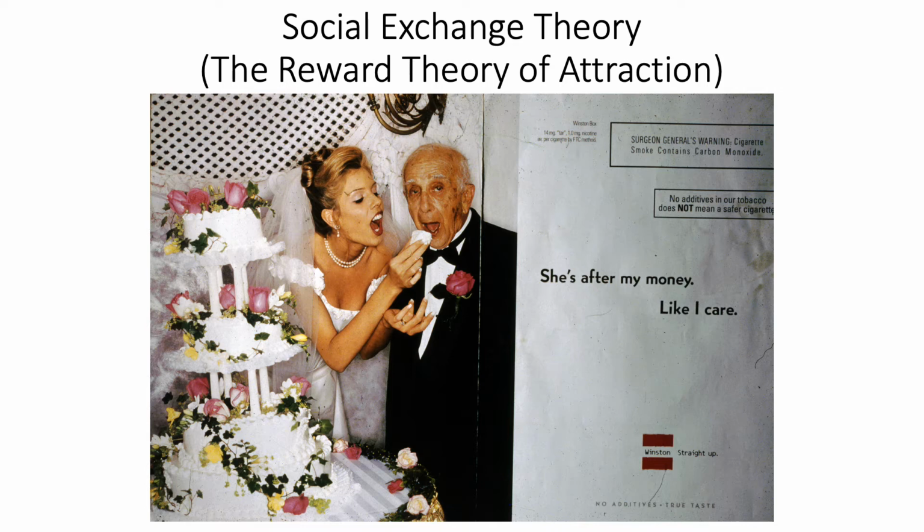Now, it's obvious what he's getting out of this. He's got a young, attractive wife, but from her perspective, it isn't obvious on the surface what she's getting out of it, and therefore we search for some explanation, but we assume that this guy has something to offer for this relationship to have happened at all. That's what social exchange theory is all about. That's what the reward theory of attraction is all about.